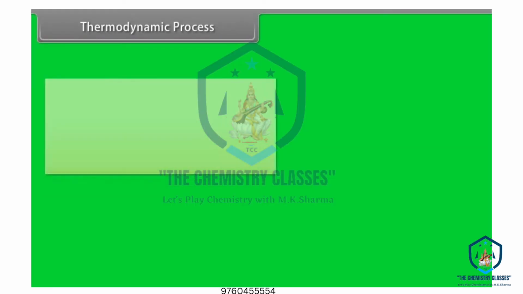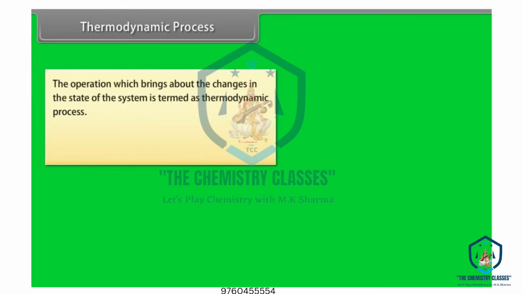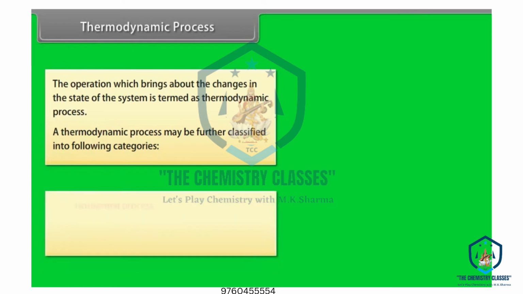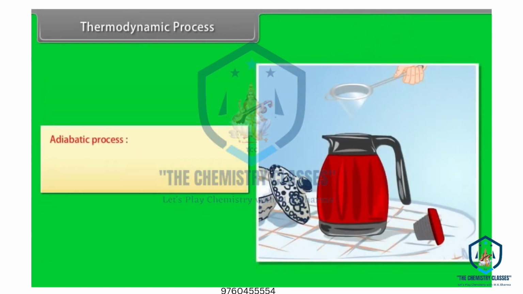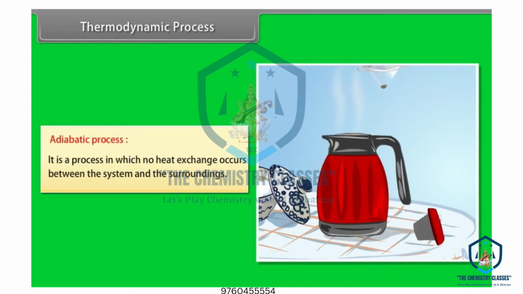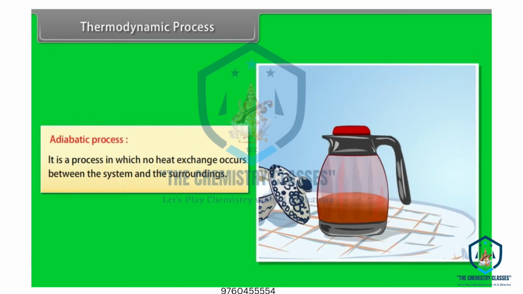Thermodynamic process. The operation which brings about the changes in the state of the system is termed as thermodynamic process. A thermodynamic process may be further classified into the following categories. Isothermal process. It is a process which is carried out at constant temperature. Adiabatic process. It is a process in which no heat exchange occurs between the system and the surroundings.